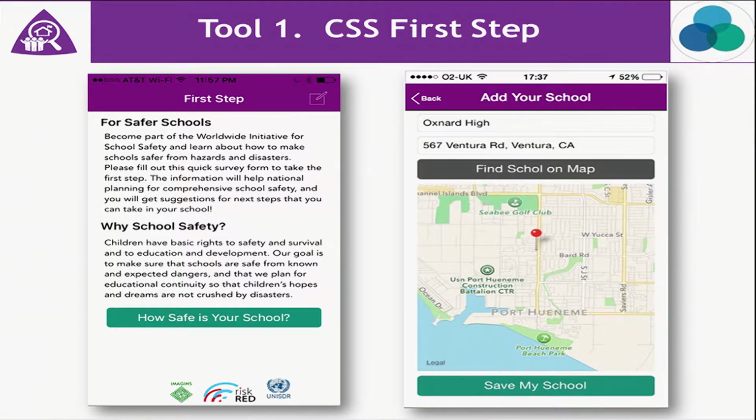Hi, my name is Suhail again. I'm with RiskRed, and my responsibility is to develop and deploy digital tools for school safety assessment in line with the comprehensive school safety framework that's been adopted by the UN and members of GADRRRES, the Global Alliance for Disaster Risk Reduction and Resilience in the Education Sector.